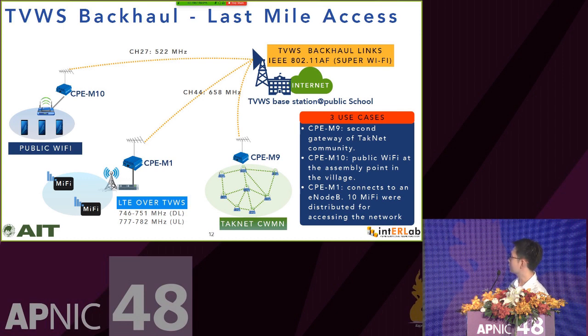And then the second village, M1, we integrated with an LTE small cell, which also runs over TV white space, using the 700 megahertz band. We also have a MiFi, a pocket Wi-Fi, to provide the Wi-Fi signal to the end users. The last use case is because this village is quite far away and quite isolated, so we set up public Wi-Fi for people passing by, who can use it to access the internet.